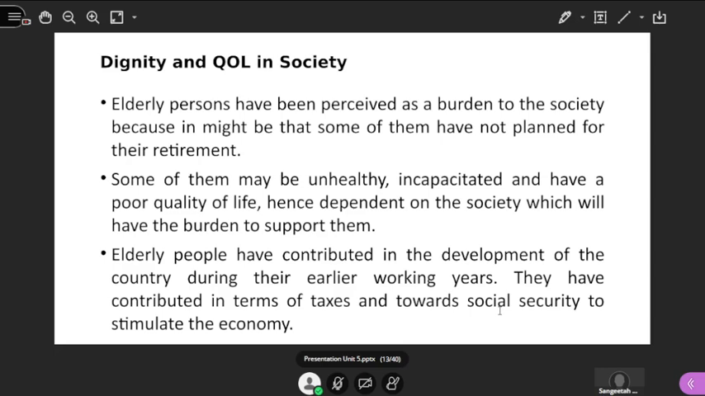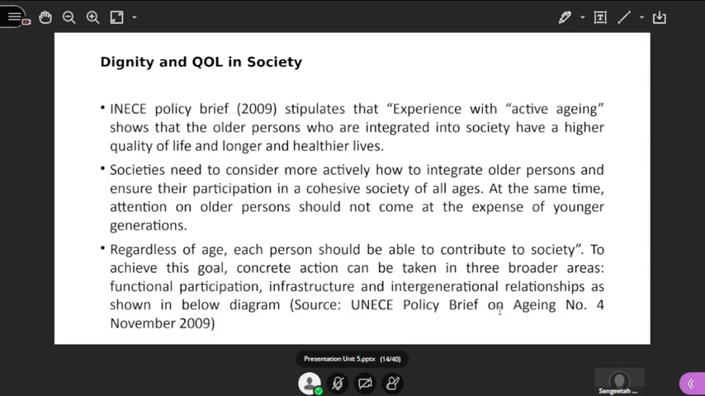So some of them may be unhealthy, incapacitated, have a poor quality of life, hence dependent on the society, which will have the burden to support them. Elderly people have contributed to the development of the country during their earlier working years. They have contributed in terms of taxes and towards social security to stimulate the economy.